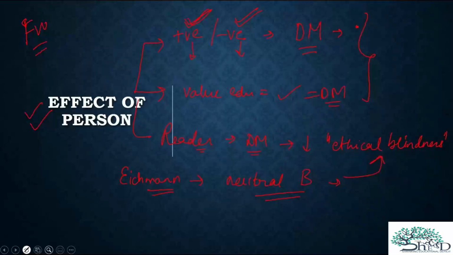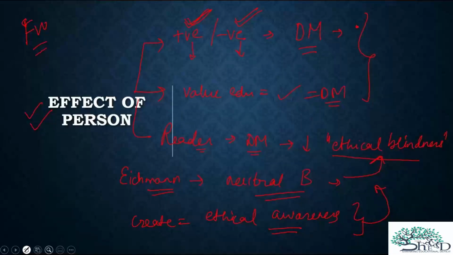No, right? So what do we need to do? We need to create awareness. Of what kind? Ethical awareness. So ethical awareness might have stopped Eichmann from executing some tasks, and there have been such cases wherein people from the Hitler regime helped people escape. So, two terms: ethical blindness and ethical awareness.